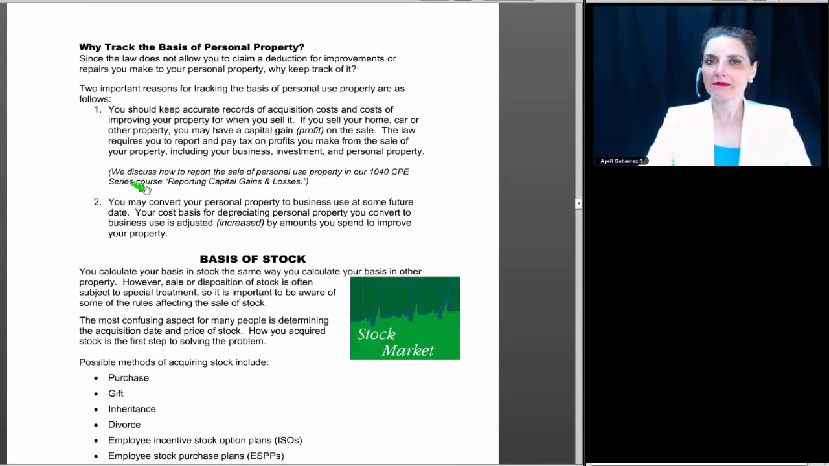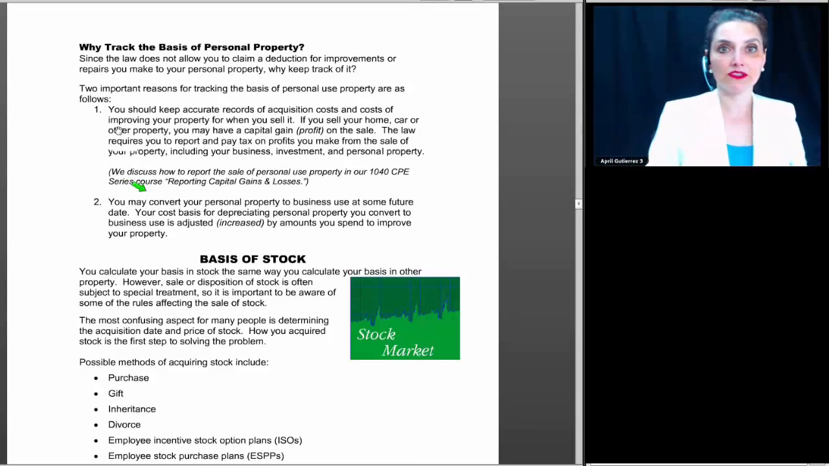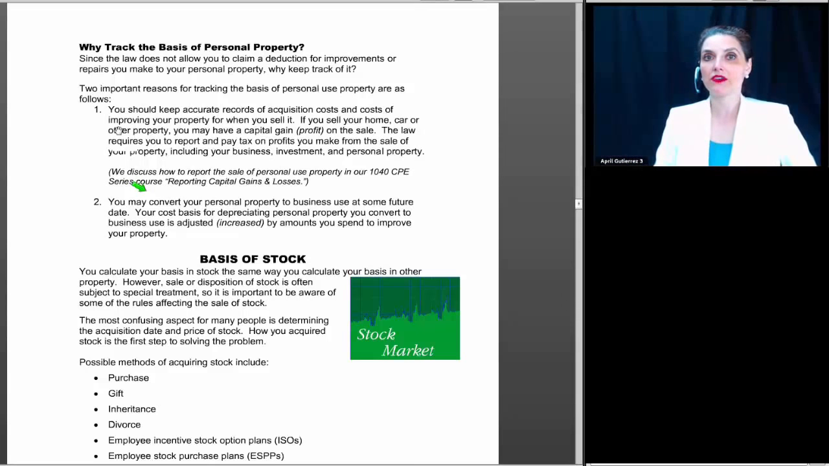So why track the basis in personal property? We've been talking about lots of reasons why you would track the basis in business property, and that is, well, you have to. But is there any reason why an individual would track the basis in their personal property? And the answer is absolutely. There's all kinds of reasons to track the basis in personal property because you never know when you're going to sell it or turn it into business use.